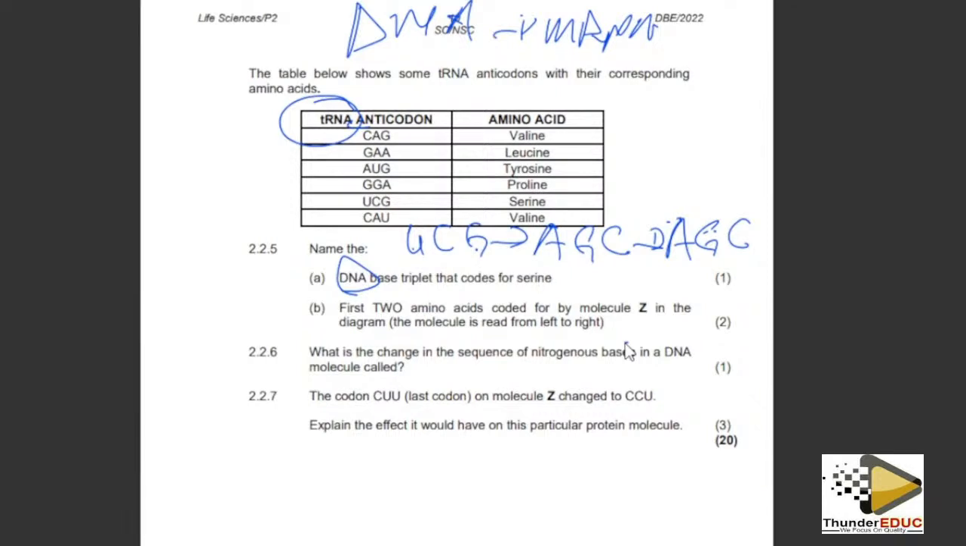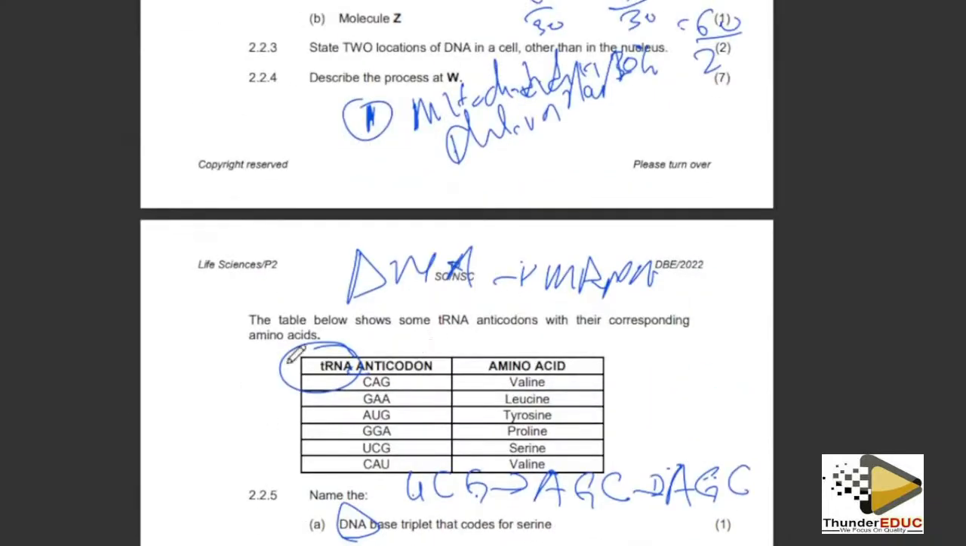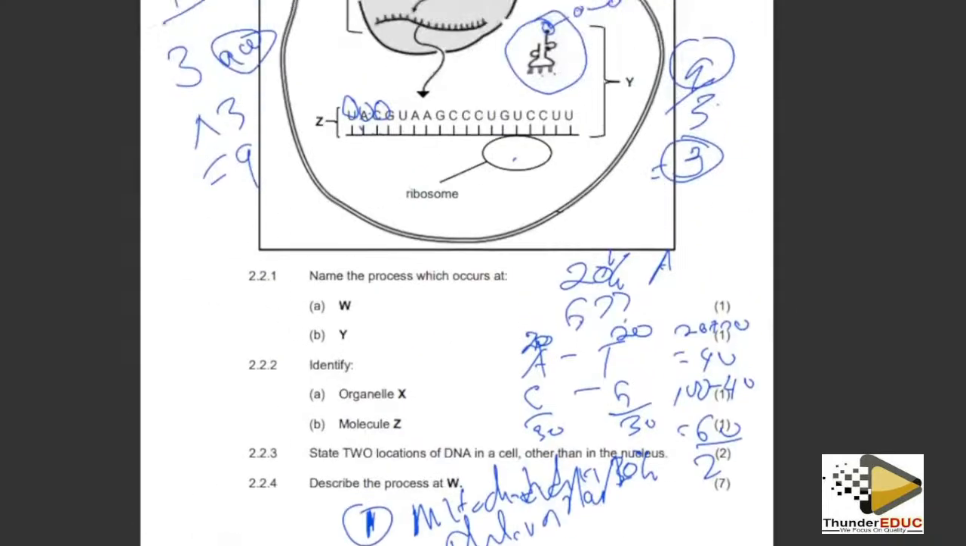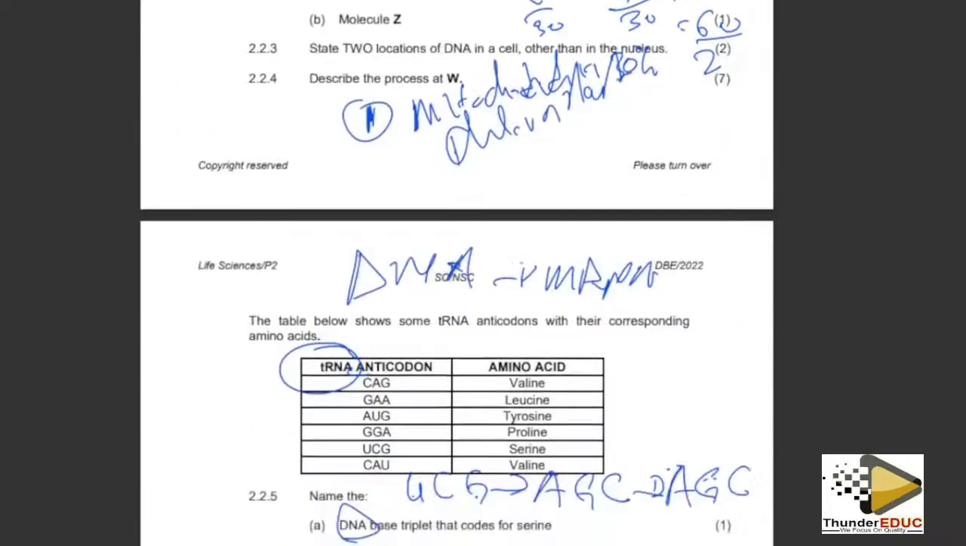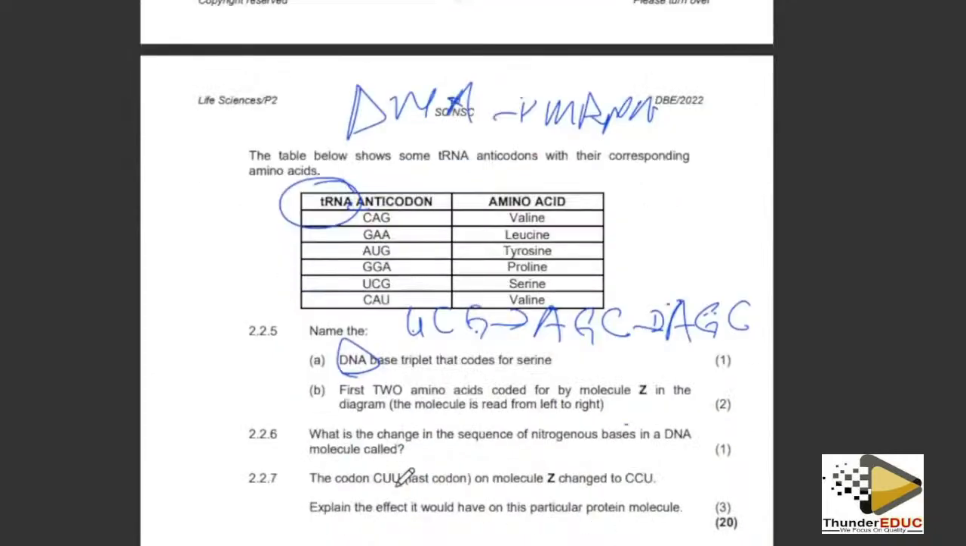First two amino acids coded for by Z in the diagram. So they want you to identify them. Now, this is transfer RNA, but what is Z? Z is messenger. Therefore, you just change this into transfer RNA, one conversion, because it is messenger to transfer RNA, and then you come to the table and find it.